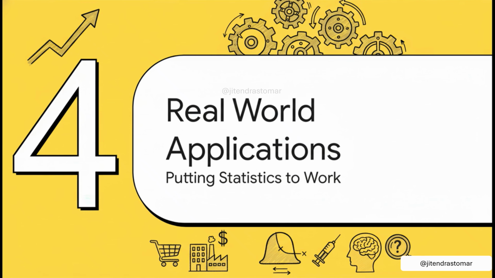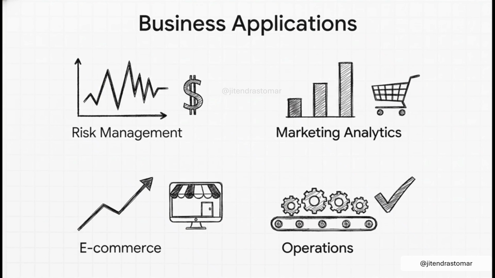Let's look at a few examples. Well, think about it like this. For a stock trader, standard deviation isn't just a number, it's risk. A high standard deviation means high volatility and probably high stress. For a marketer, the mode tells them their best-selling product. That's the one they're going to put front and center. And in a factory, the goal is a tiny standard deviation. That means every single item coming off the production line is almost identical and top quality. These numbers are running the world behind the scenes.